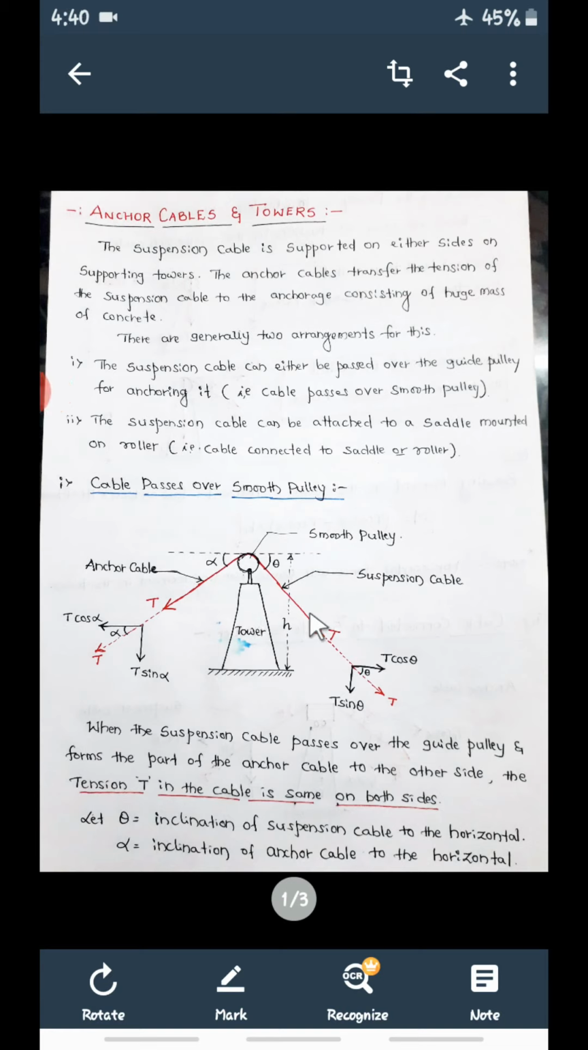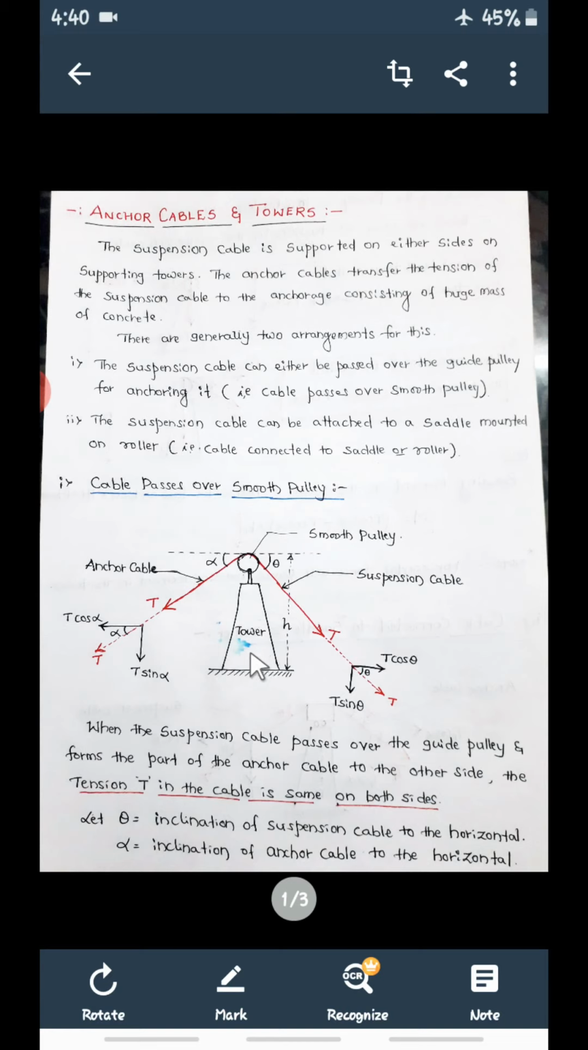In the previous session, we have seen how to find out the length of the cable and other parameters. Now, let us take one more interesting thing in cable structures, that is anchor cables and towers. You can see here, this is called a suspension cable. This suspension cable will pass through this pulley, and this side there will be an anchor cable. Now let us take this anchor cable and this tower.